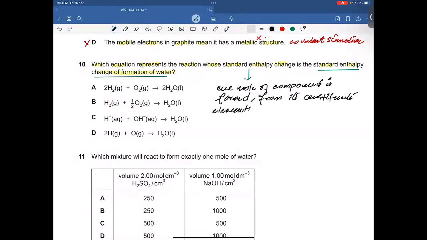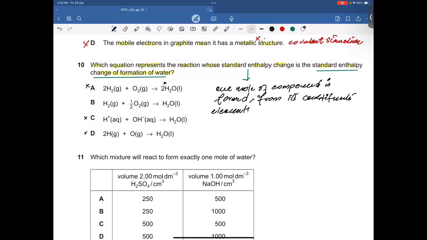Okay, so according to the first, 1 mole of compound is formed. This must be incorrect because it is 2 moles. This must be incorrect because 1 mole of compound is formed from its constituent elements. So these are the ions, which is why C is also incorrect. Elements, constituent elements. So option D is also wrong because these are the constituent atoms, not the elements. It has to be H2, it has to be O2, which is why B is going to be the right answer.